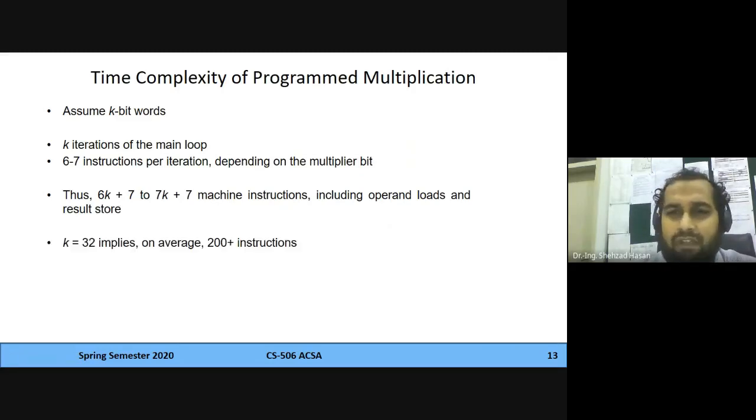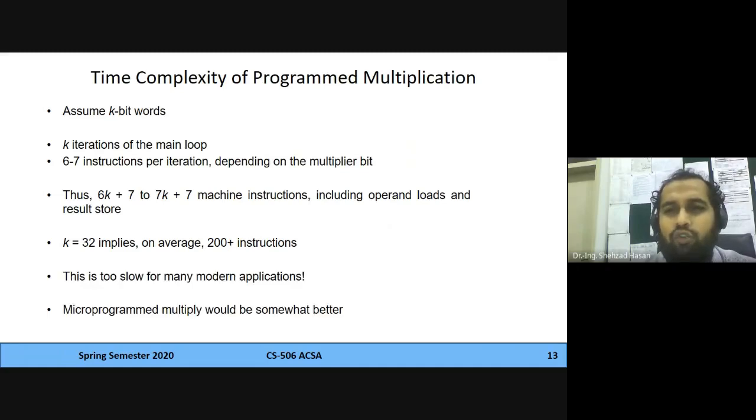Now if your k is 32, that number comes out to be 200 plus instructions. So you need 200 plus instructions for multiplying two 32-bit numbers. That's a huge number of instructions, right? This means that you have to fetch 200 instructions, decode 200 instructions, and execute 200 instructions. So it's a complicated process. This means program multiplication is too slow and it's not feasible.